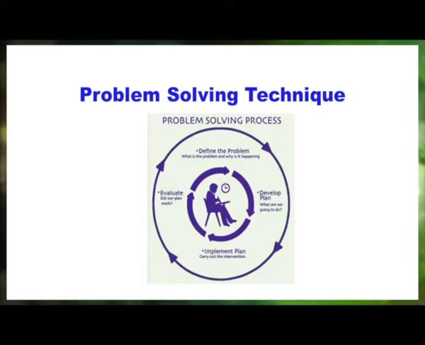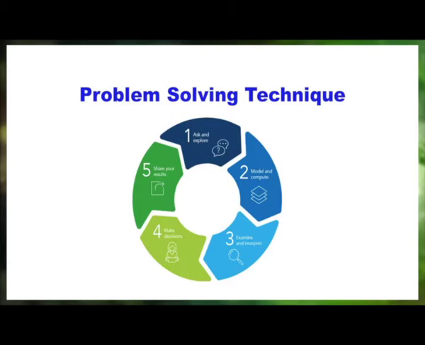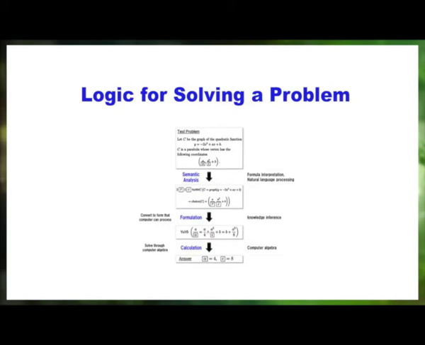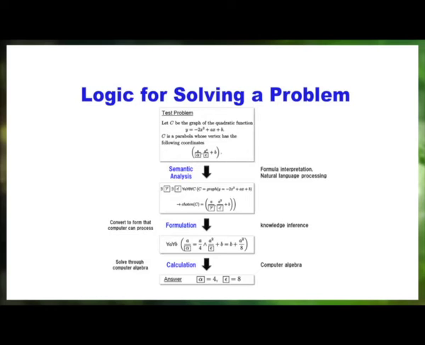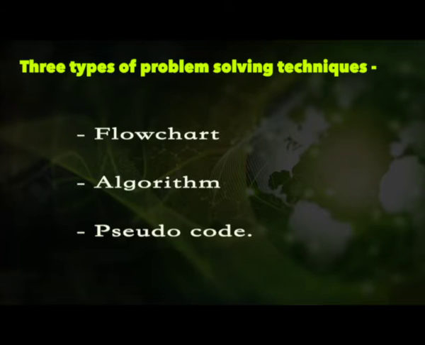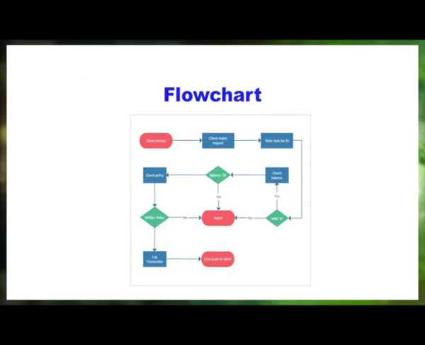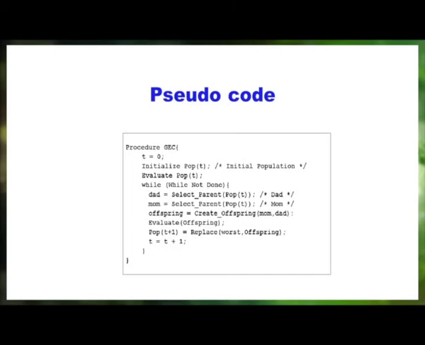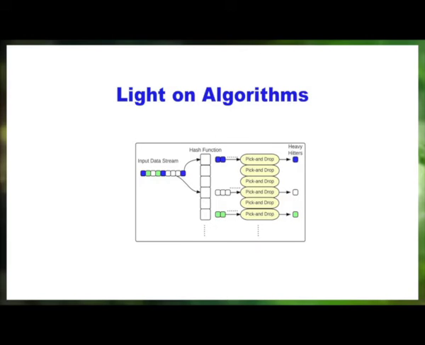Flowchart is one of the problem solving methods. Problem solving methods are a set of techniques and graphical tools that help in providing logic for solving a problem. There are three types of problem solving techniques: flowchart, algorithm and pseudocode. The earlier module had thrown light on algorithms. This module focuses on flowcharts. Flowcharts help to organize your thoughts and process to get the required output.